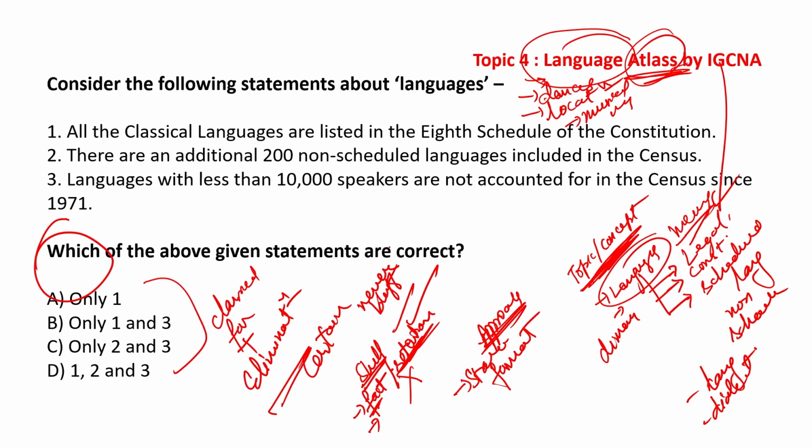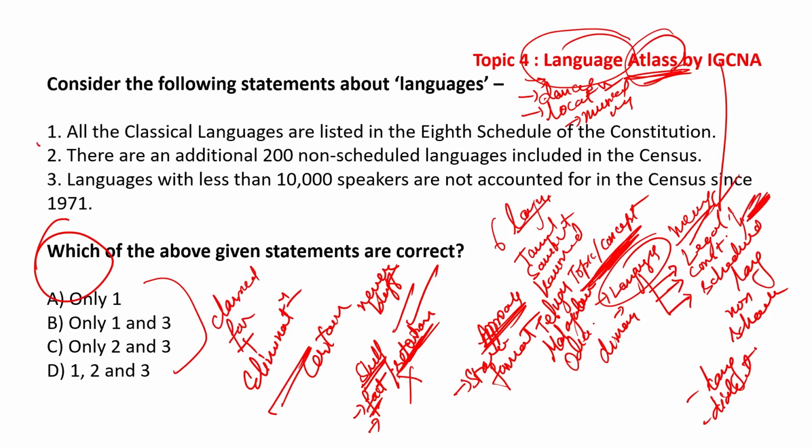So let us read the set of statements that we have. All the classical languages are listed in the 8th schedule of the Constitution. If you look at all the classical languages, yes, there are 6 languages identified as classical languages: Tamil, Sanskrit, Kannada, Telugu, Malayalam and Odia. So all classical languages are listed in the 8th schedule, like I said, the legal constitutional dimension. There are an additional 200 non-scheduled languages included in the census. Now, this statement is wrong on a technicality. It is the 99.